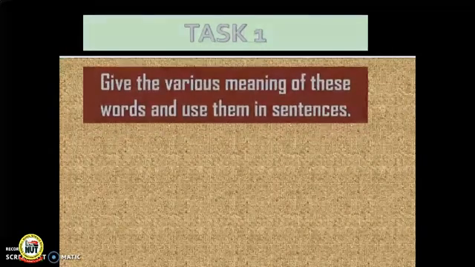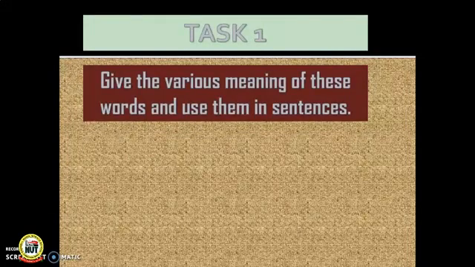Now, I have a task for you. And you know what you're going to do? Yes. Give the various meanings of these words and use them in sentences, just like I did in the first slide. I gave the meaning in the second slide, and in the first slide I tried using them in sentences. So now you're going to give me both the meaning and use the words in sentences.